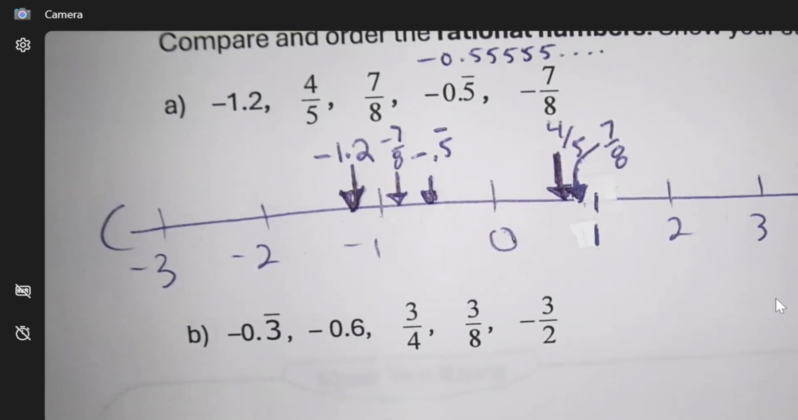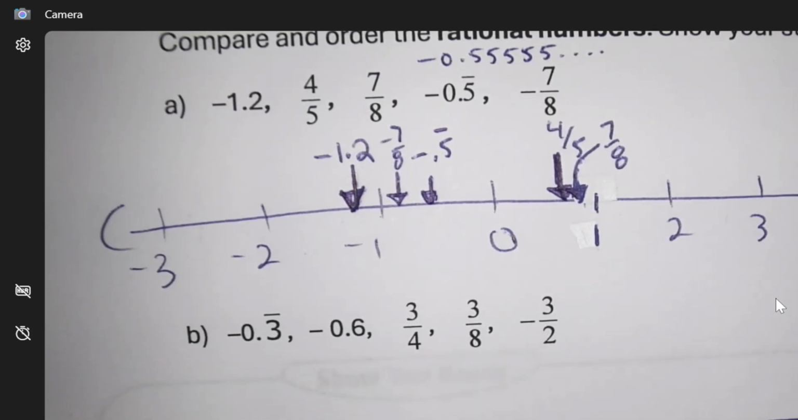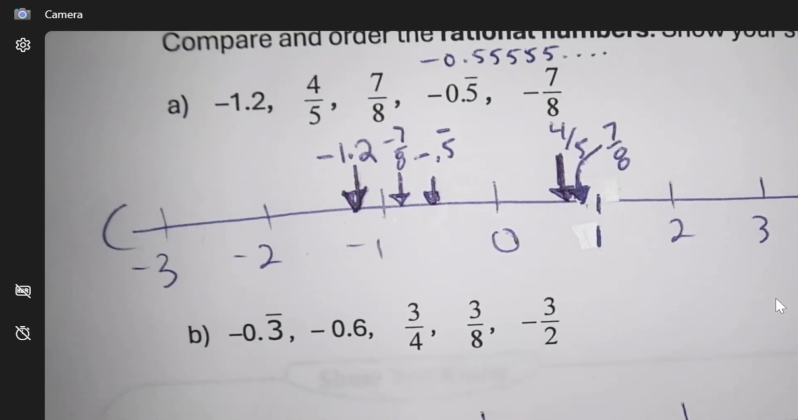Okay, I'm going to do another number line. I'm not going to go so big here. I'm just going to go to -2. Give myself some more space here.